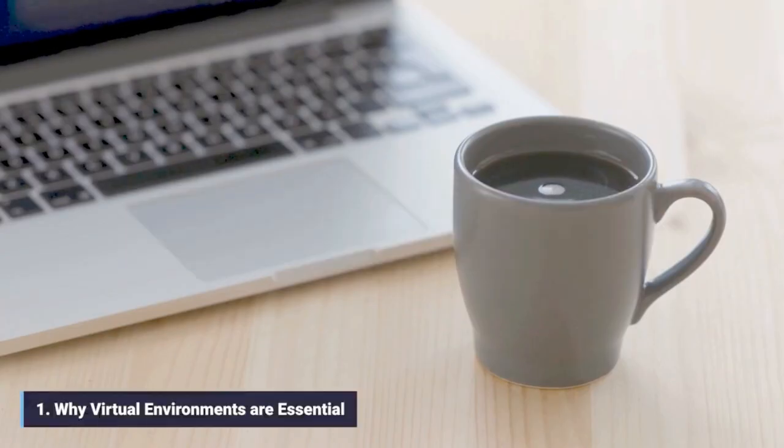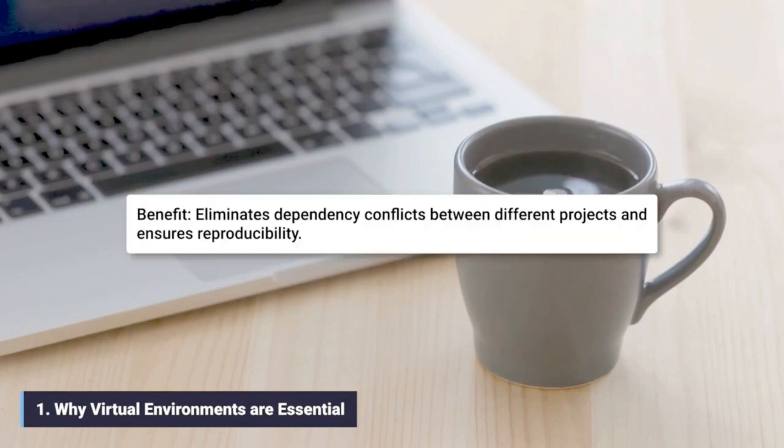1. Why virtual environments are essential. The core issue is dependency conflicts. Project A might require a library, say Pandas version 1.0, while Project B requires Pandas version 2.0. If both projects share the same system environment, installing the requirements for one project can break the other. A virtual environment solves this by creating an isolated, self-contained Python installation for each project.